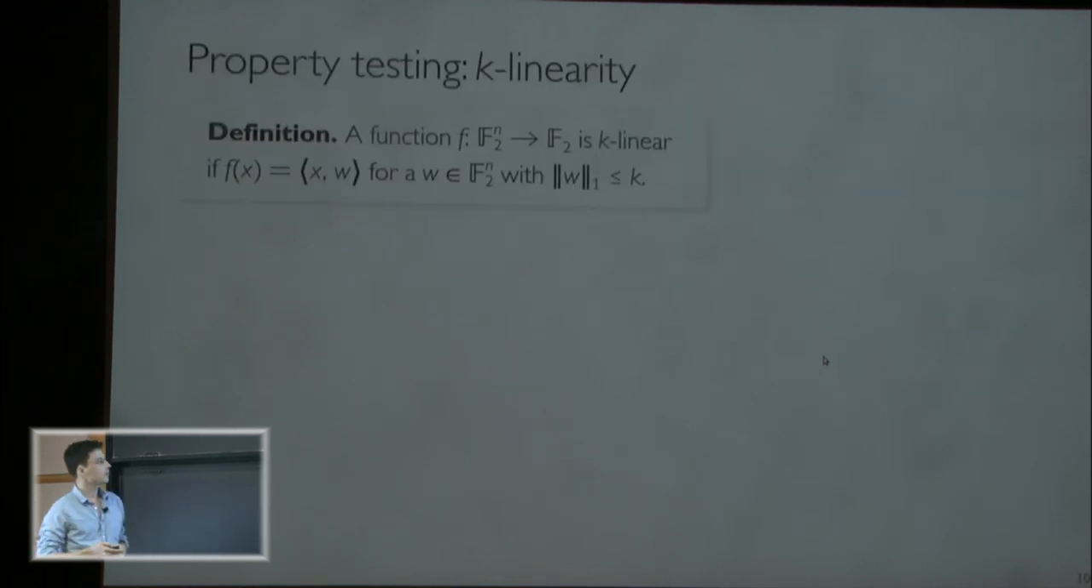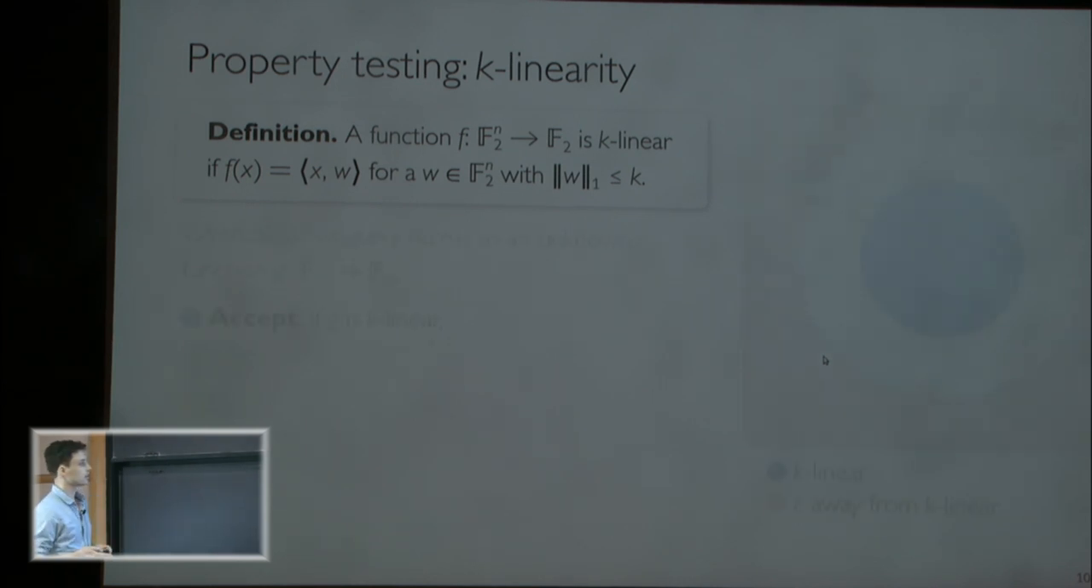So second model, the property testing model. Here in this model, I'll define this model through the problem k-linearity. So a function from F2 to the n to F2 is called k-linear if it's the inner product of the input with some secret w of Hamming weight at most k. In other words, this function just sums up at most k coordinates of the input in mod 2.